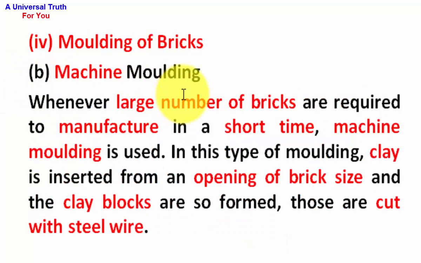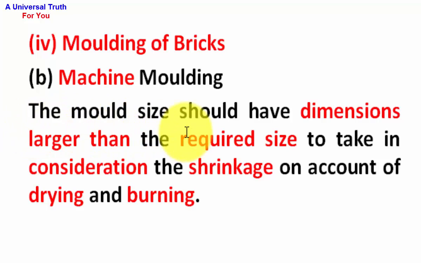B point, machine molding. Whenever a large number of bricks are required to be manufactured in a short time, machine molding is used. In this type of molding, clay is inserted through an opening of brick size and the clay blocks so formed are cut with steel wire. The mold size should have dimensions larger than the required size to take into consideration the shrinkage on account of drying and burning.